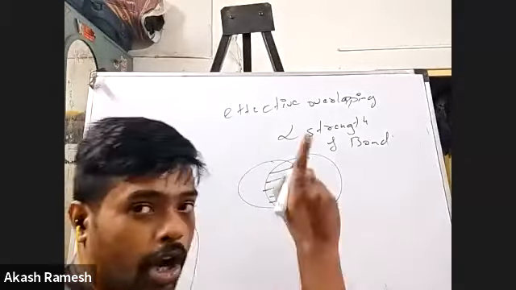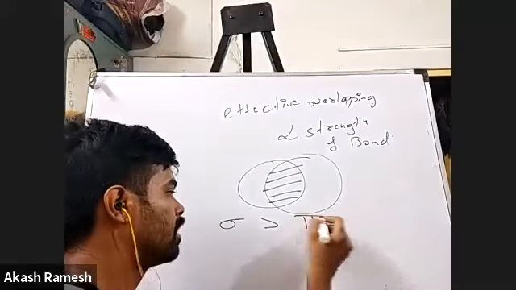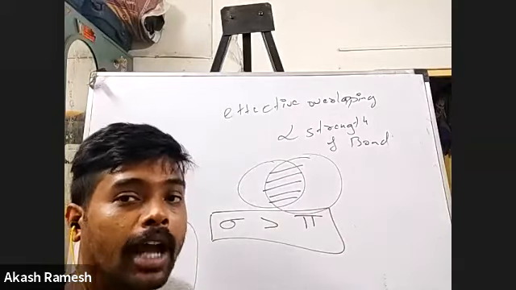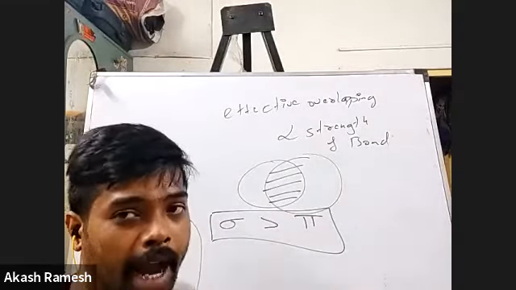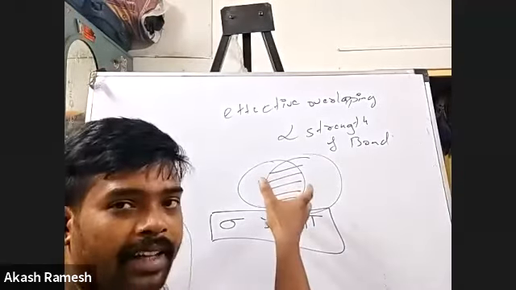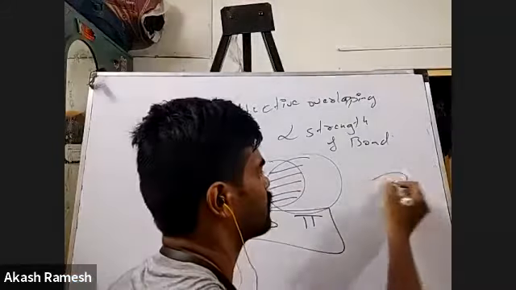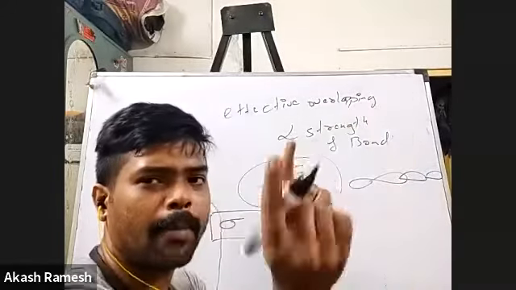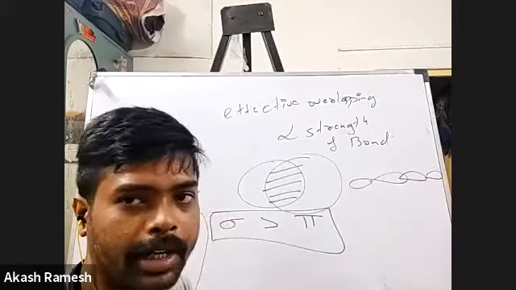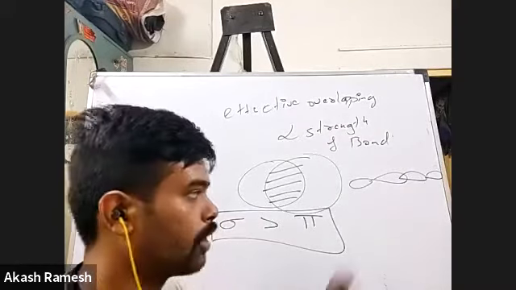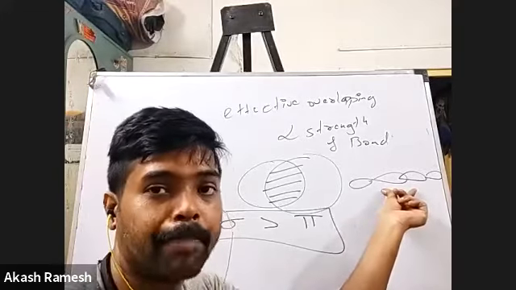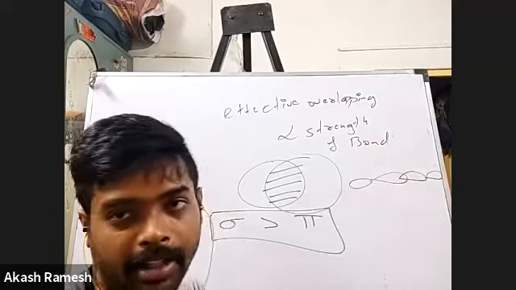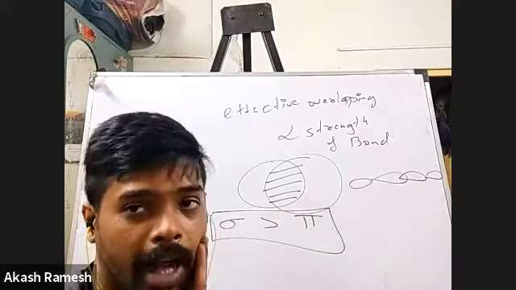So always and always, please remember that sigma bonds are stronger than pi bonds. And the reason is head-on overlap is always more effective than lateral overlap. Understood, right? So if I have S and S like this, or even if I have PP like this, look at the amount of overlap, rather than them coming like this sideways. Definitely I'm not going to have much area of overlapping. So if I consider PP sigma bond and PP pi bond, PP sigma bond is stronger than PP pi bond. Head-on overlap is always more effective than lateral overlap.